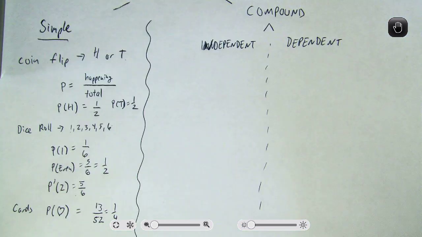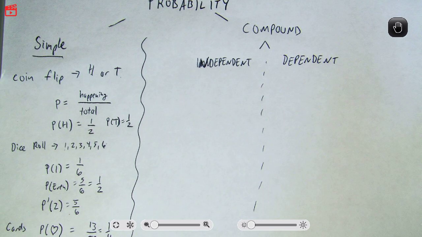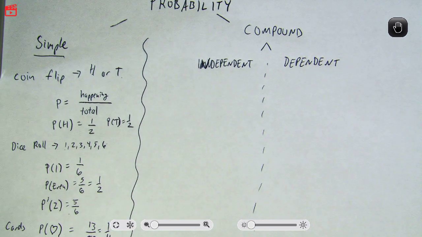Now, compound probability is where people tend to get a little bit touchy about this.